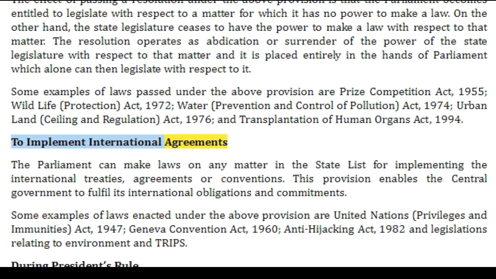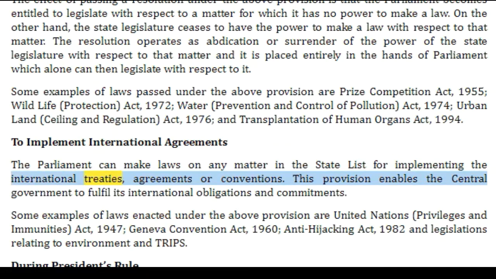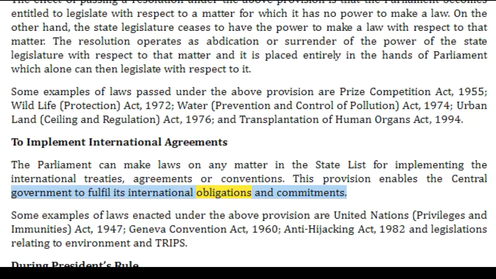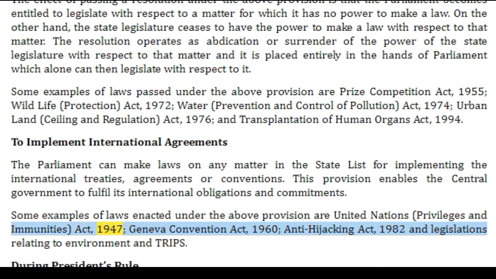To implement international agreements. The Parliament can make laws on any matter in the state list for implementing the international treaties, agreements, or conventions. This provision enables the central government to fulfill its international obligations and commitments. Some examples of laws enacted under the above provision are United Nations Privileges and Immunities Act 1947, Geneva Convention Act 1960, Anti-Hijacking Act 1982, and legislations relating to environment and TRIPS.